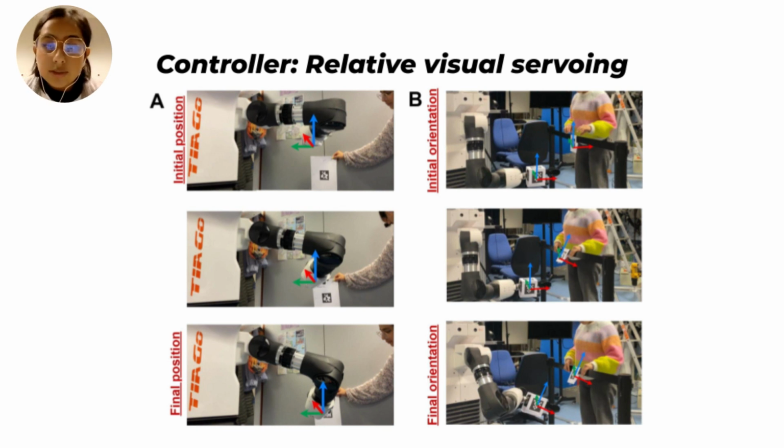Also, with the orientation experiment, we can see in the video that the orientation of the hand is similar to the orientation of the target. But if we move the target orientation, then the robot will be able to reach this orientation, the same as the position.